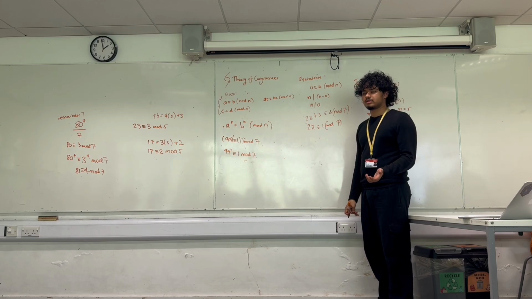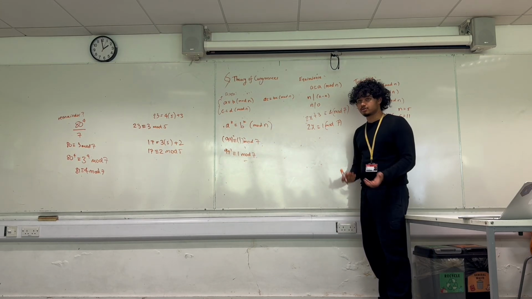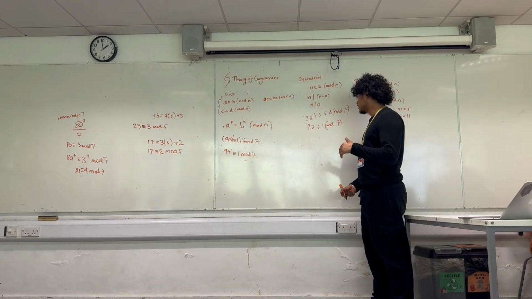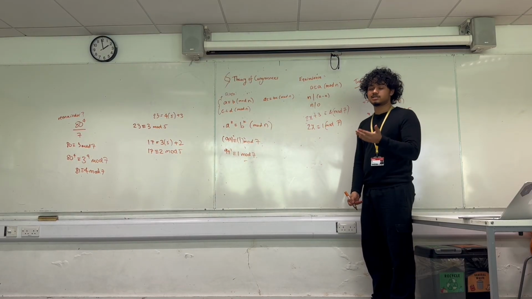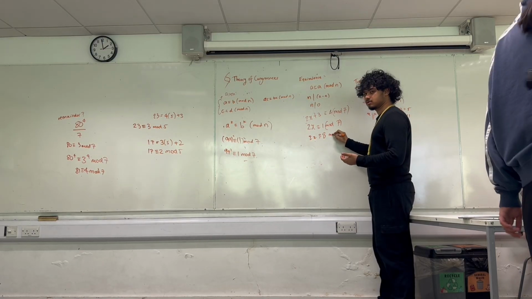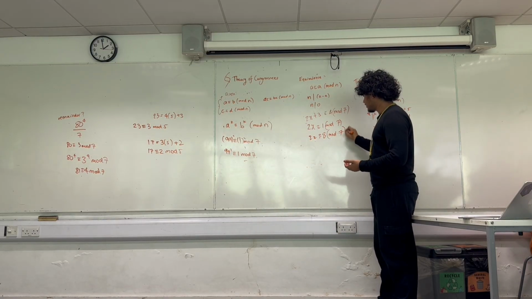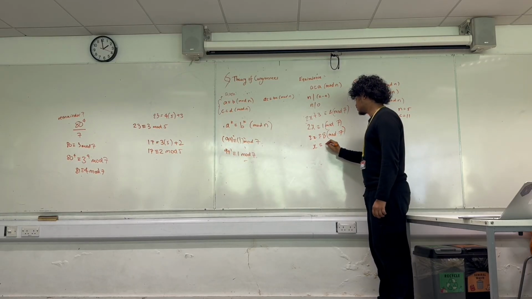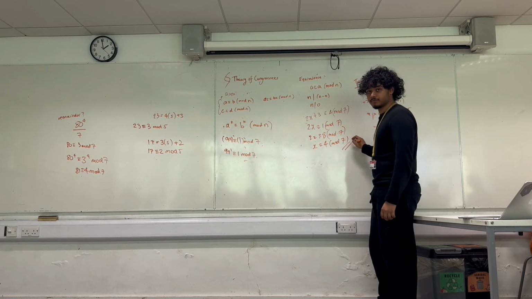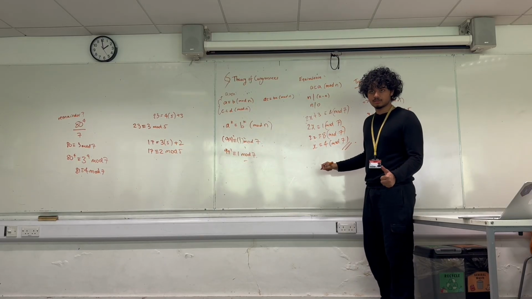x is an integer. I'm trying to look for integer solutions. So what I can do is what Daniel did. I can either add 7 or minus 7. I'm going to add 7 in this case. I'll get 2x is congruent to 8 mod 7, and thus x is congruent to 4 mod 7. This is my answer. Does that make sense?